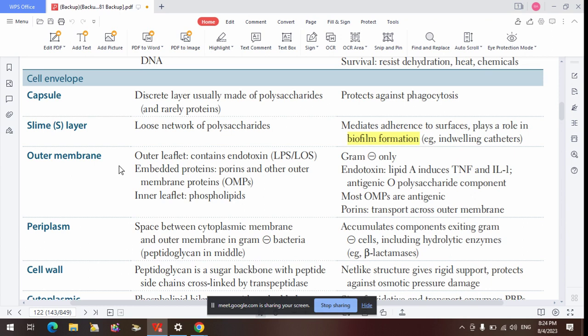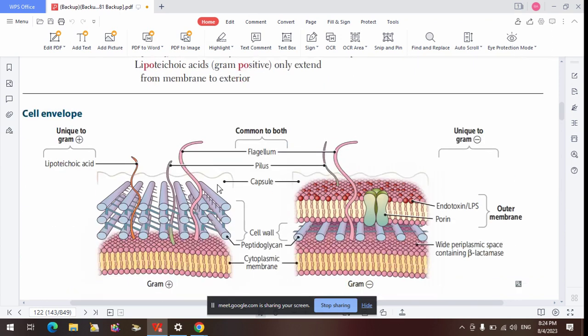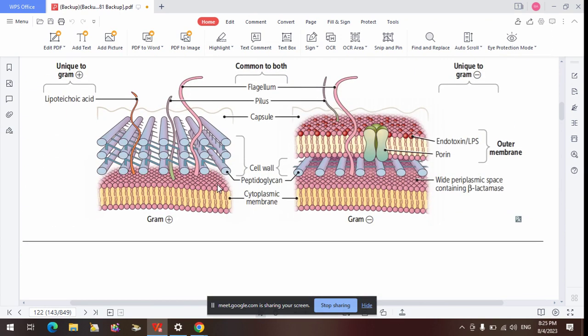So we have an image downward, so we can see. The one on the left is the gram positive. The one on the right is the gram negative. So we can see the outer membrane here. Can you guys appreciate the outer membrane from this arrow? Can we see the outer membrane? Okay, so we can see the outer membrane.